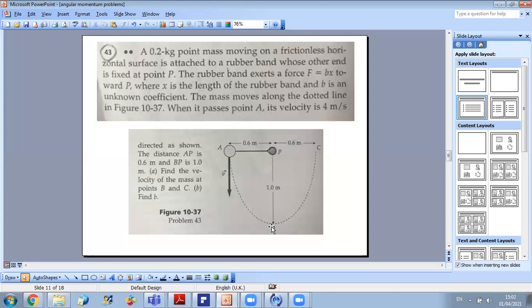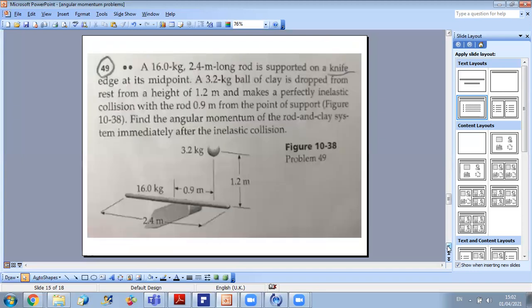Okay. Any question on this problem? Okay. Another problem. A 16 kilogram, 2.4 meter long rod is supported on a knife edge at its midpoint. A 3.2 kilogram ball of clay is dropped from rest from a height of 1.2 meters and makes a perfectly inelastic collision with the rod, 0.9 meter from the point of support.